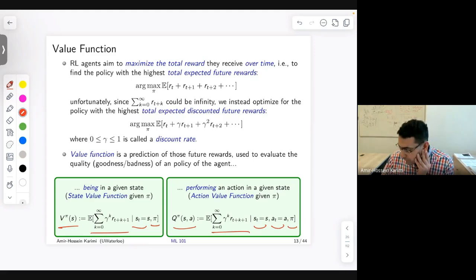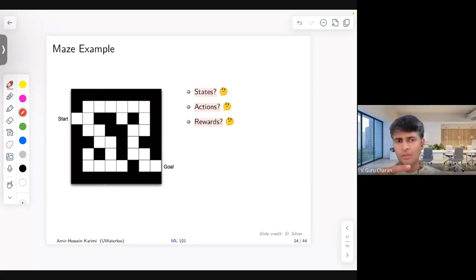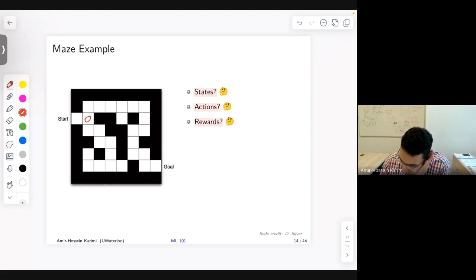Let's try to exemplify this with this example here. So I have a maze, and I'm trying to get from the starting point to the goal point. What are the states, actions, and rewards of this game? What are the states? Each of the squares is a state. The robot can be here, or here, or wherever. Each of these is a state of the system.